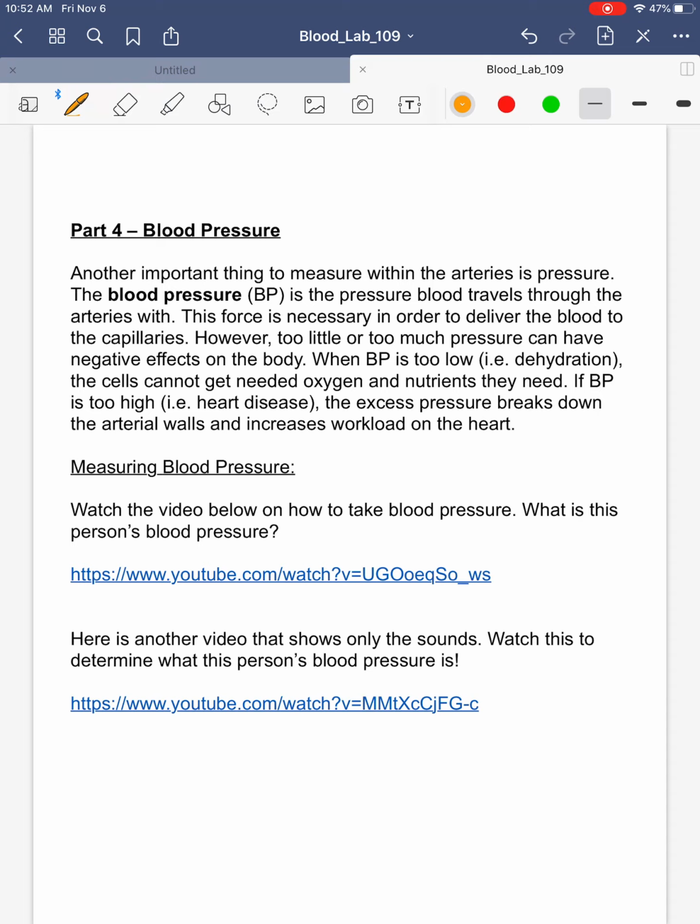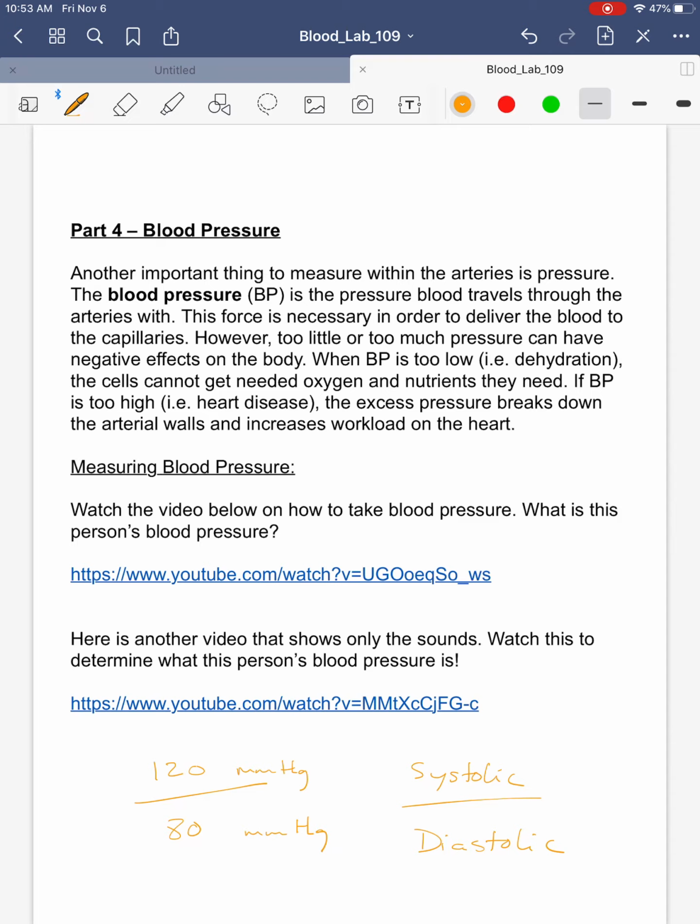The blood pressure is given as two numbers, a top number over a bottom number. The unit is millimeters of mercury. The top number is said to be the systolic blood pressure, and the bottom number is said to be the diastolic blood pressure. 120 over 80 is a normal blood pressure. The top is when the heart is contracting, systolic blood pressure, and the bottom is when the heart is in a relaxation phase.